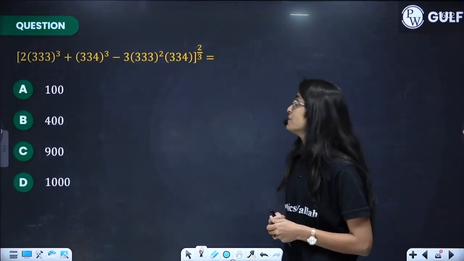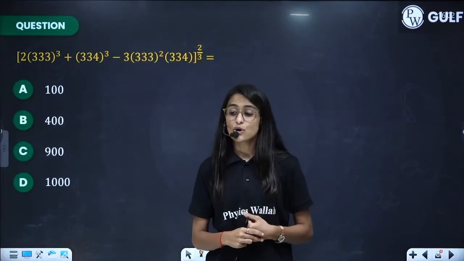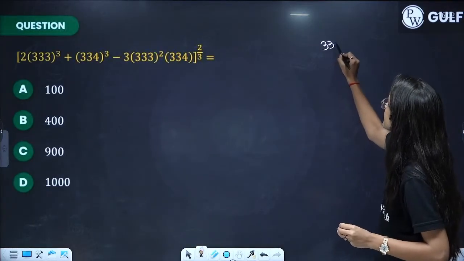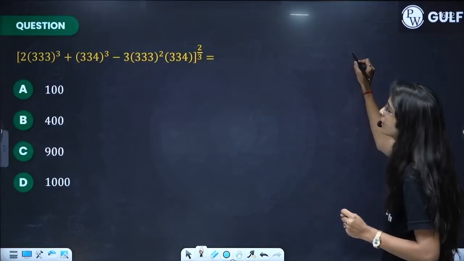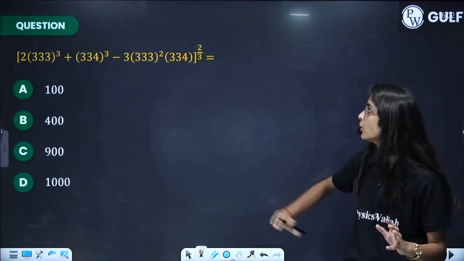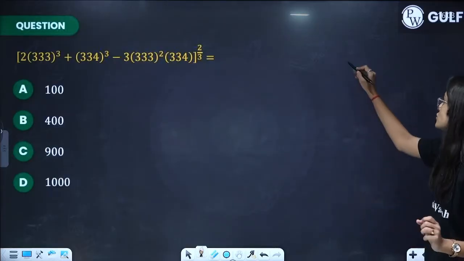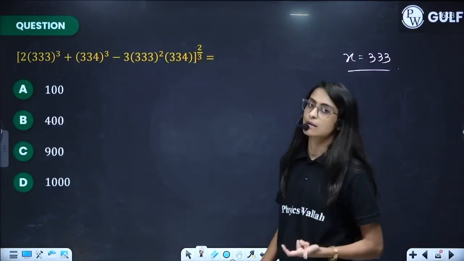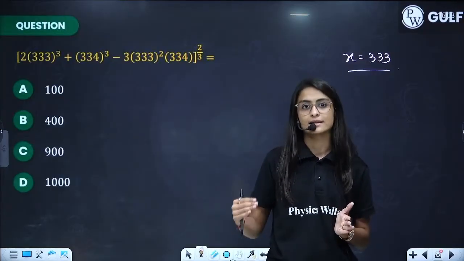Here you have been provided with an expression which you have to solve directly, but it has greater numbers again. So let's assume something. What should we assume here? 333 is getting repeated, 333 and 334. So let us assume x is equal to 333, or you can substitute 334 as 333 plus 1 as well. That's totally up to you. So here I'm considering x is equal to 333. Substituting something does not make the calculation different, it's just easier and makes the solution less lengthy.